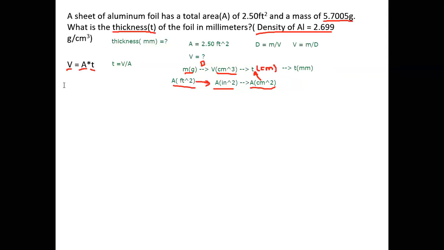So we need a few equations, conversion factors actually. So we need to know how many inches in a foot and how many centimeters in an inch. And also we need to know how many millimeters are in a centimeter. And this is a very easy one to remember. If you remember looking at a ruler, between the centimeters, there's actually 10 dashes. So that tells you that there are 10 millimeters in 1 centimeter.